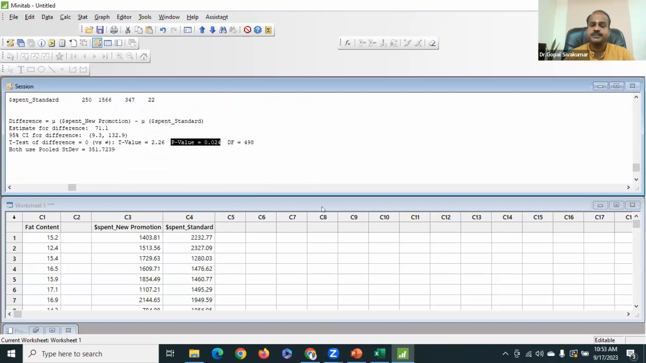Can you see the p-value? Which is less than 0.05. So you reject the null. Rejecting the null means the offer is really working. The offer is boosting the sales significantly.